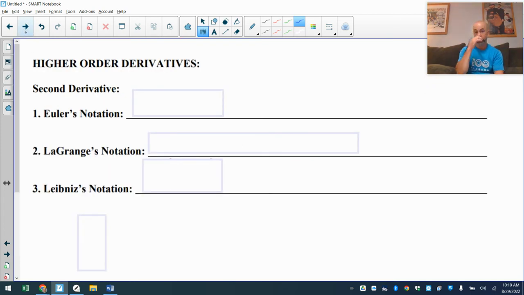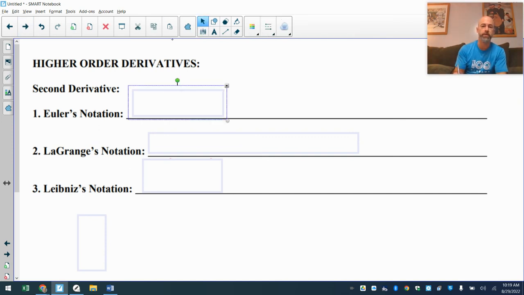So let's go on to higher order derivatives, and we're going to go through the rest of these pretty quickly. Euler's notation.